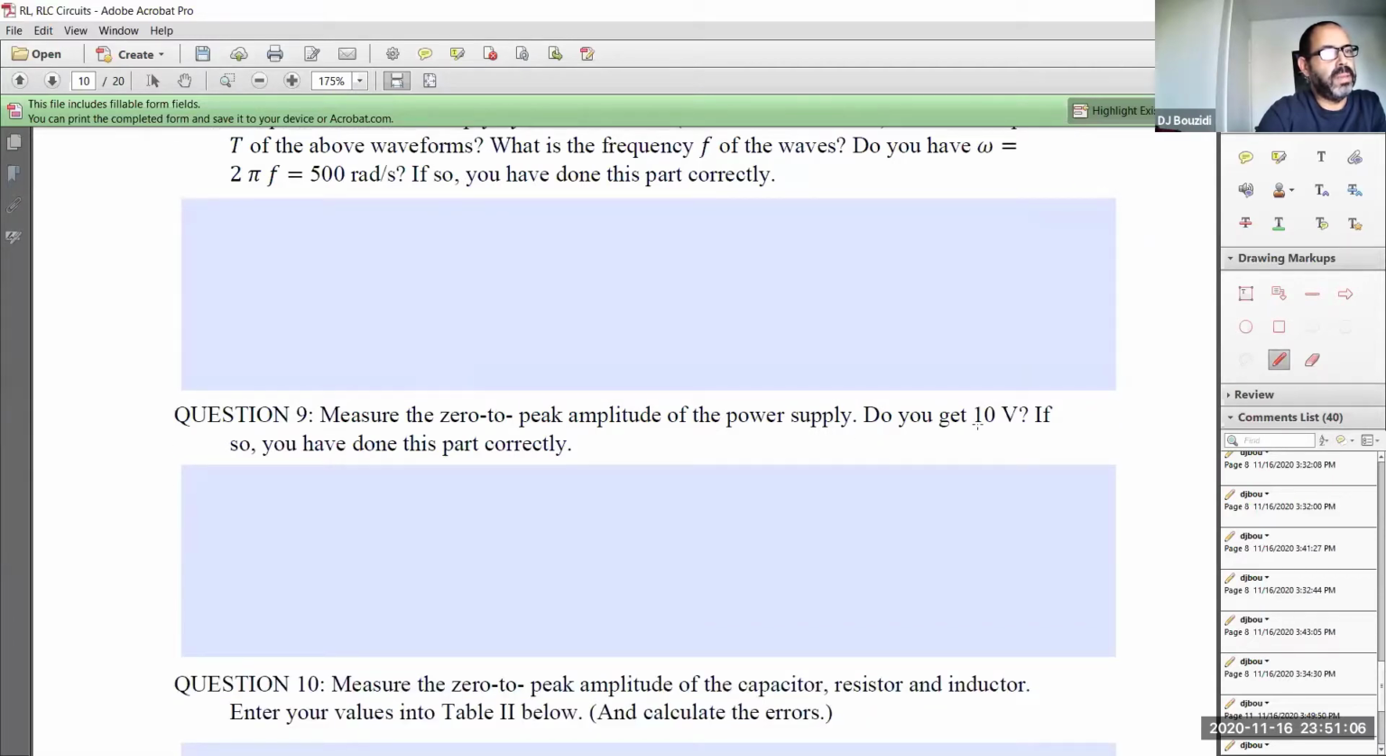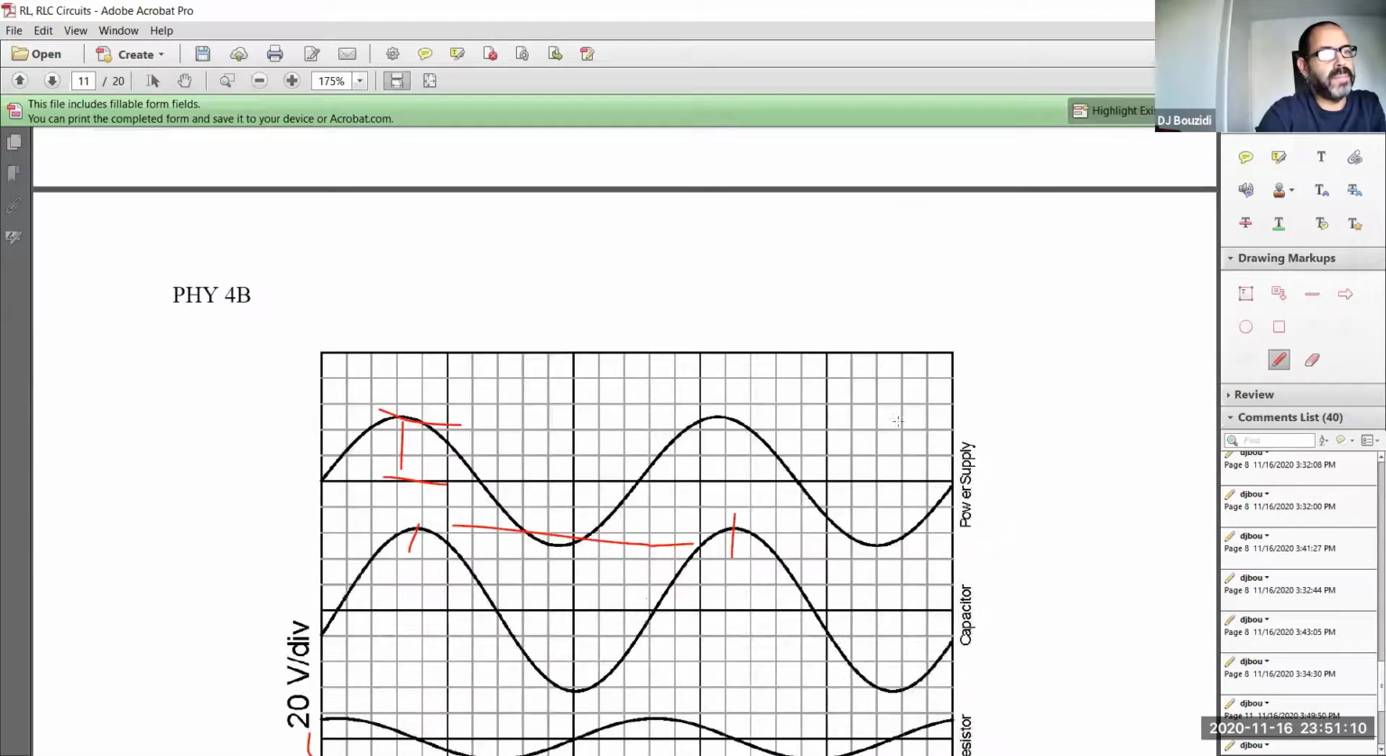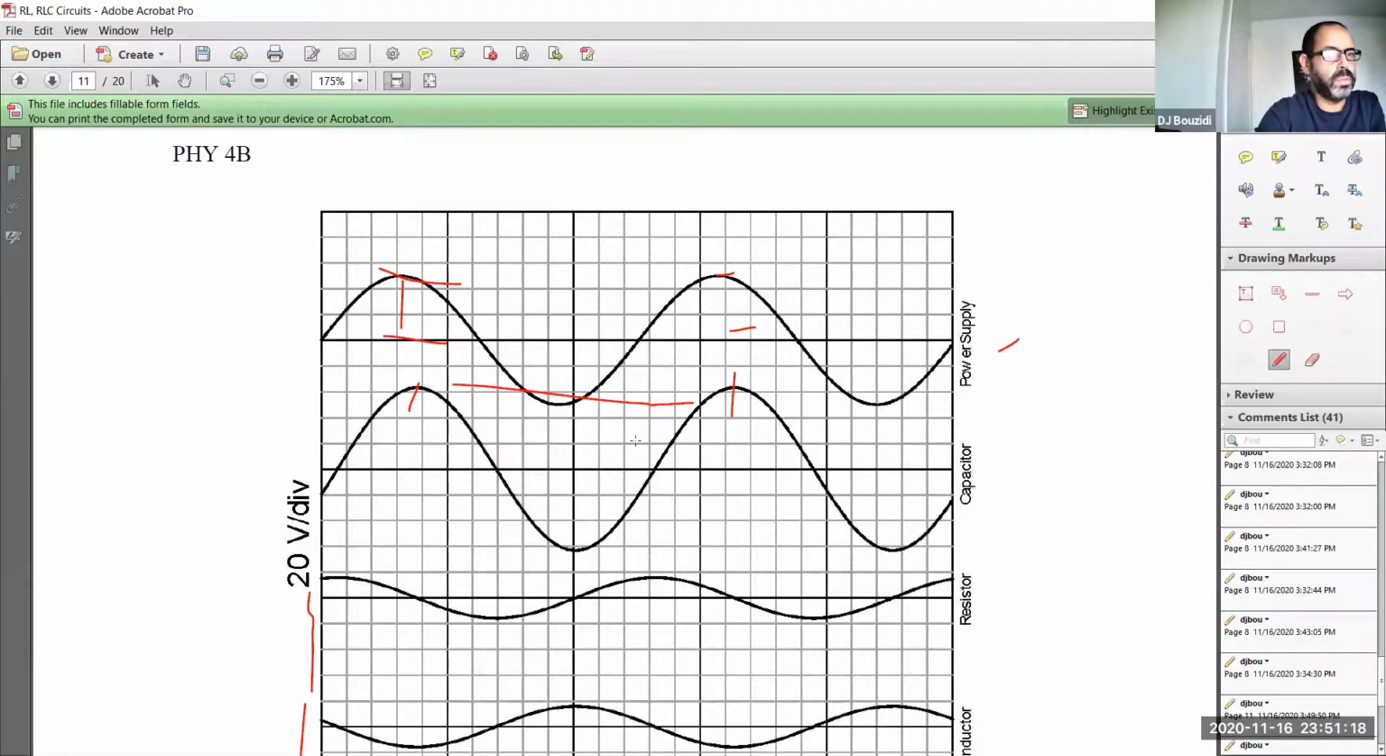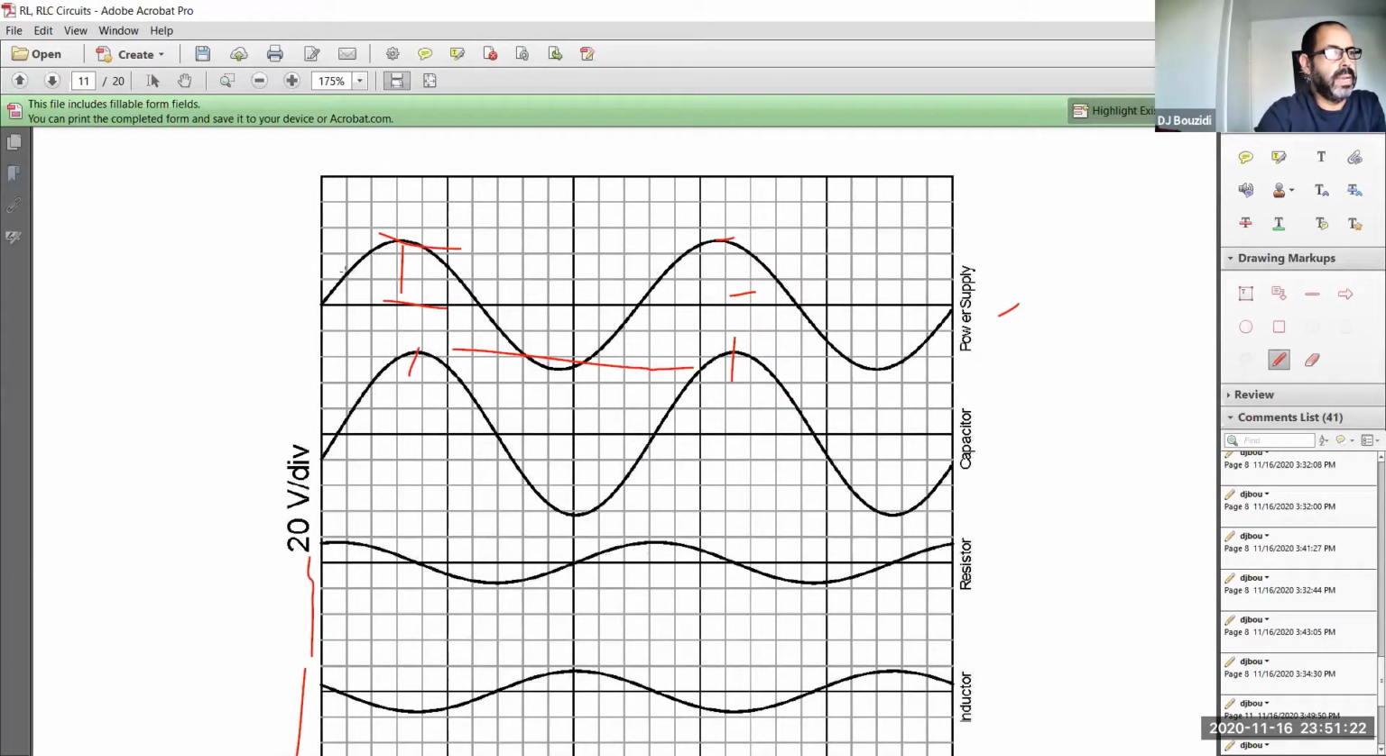Then you're going to measure the peak for the power supply. Here is the power supply. This is the power supply. This peak, is it about 10 volts, okay? So where is the power supply? Yeah, remember this whole thing from here to here is 20 volts, okay? So you're supposed to have about 10 volts in here.